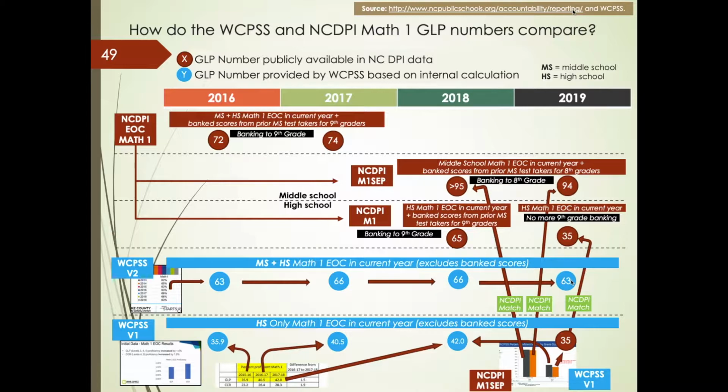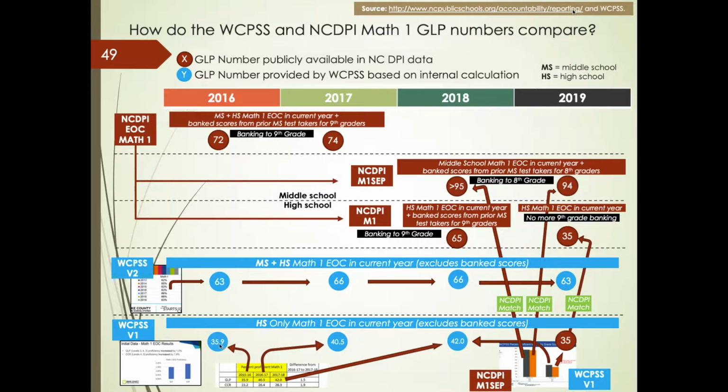And again, that data set excludes any bank scores. So it is a pure high school, middle school reflection of how those students did in each of these 4 years. Now let's go down to the V1 data set. So this again is the golden data set that started the history of Math 1 in Wake County for the last couple of years. So this one, based on the public records request that I did, I was able to get a report that showed the prior couple of years.